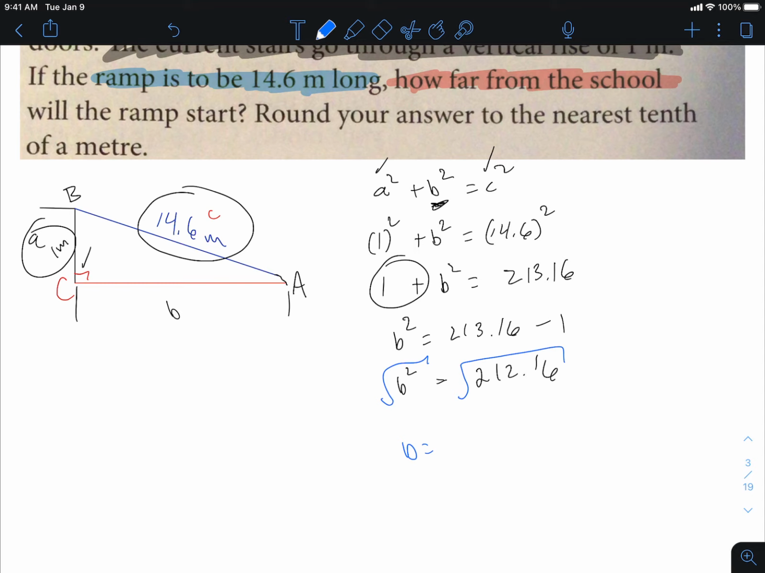It looks pretty close to the same answer, but it's 14.56. We'll write it to the hundredth, just so we can see that there's a difference. It's not a huge difference, right? That's particularly because we're only going up 1 meter. If we did this question again and the ramp was going, I don't know, 3 meters up, that would make a bit of a difference, right?